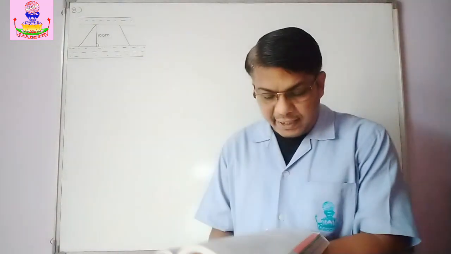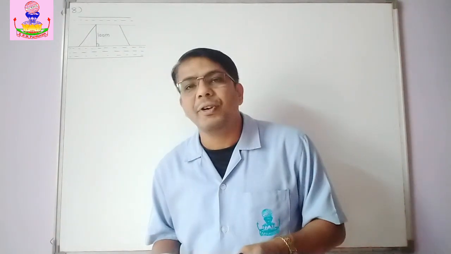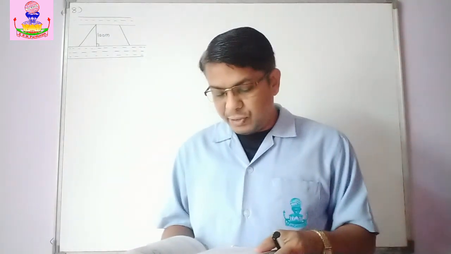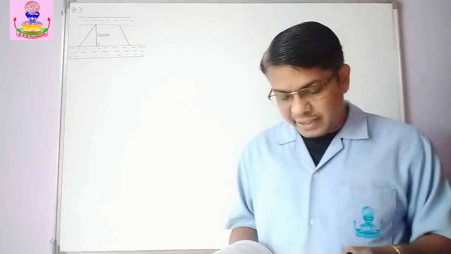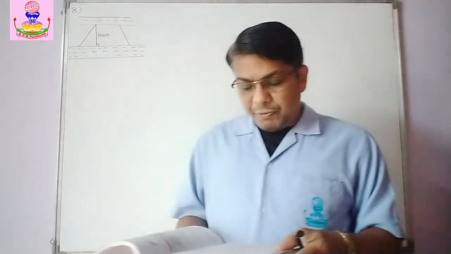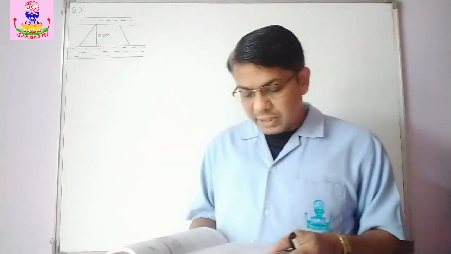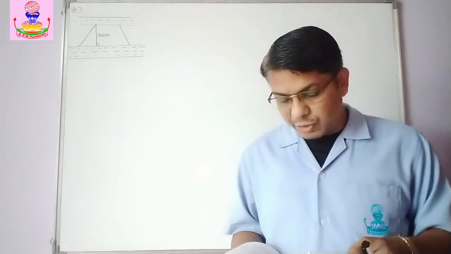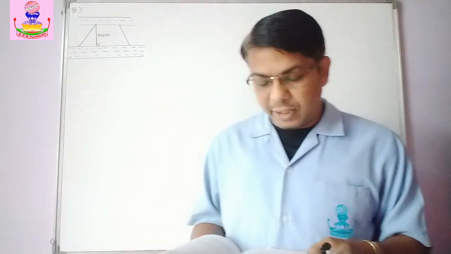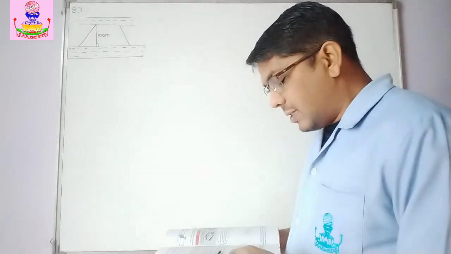Now see the 8th example. Mohan wants to buy a trapezium shaped field. Its side along the river is parallel to and twice the side along the road. If the area of the field is 10,500 meters square and the perpendicular distance between the two parallel sides is 100 meters, find the length of the side along the river. Now what is given?